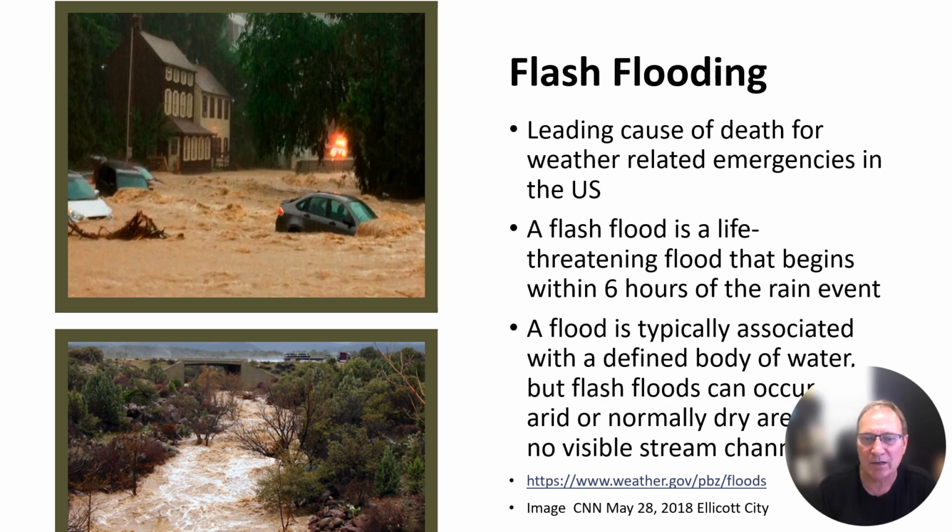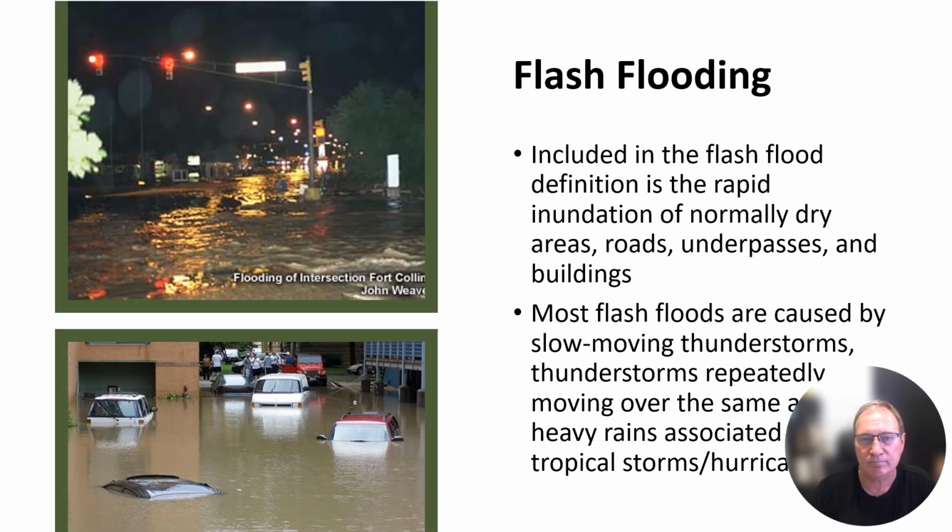A flash flood can occur in any location where there's not sufficient runoff opportunities for the water to be absorbed naturally, such as wetland areas. Also in our flash flood definition is rapid inundation of areas that are normally dry: underpasses, roads, buildings.